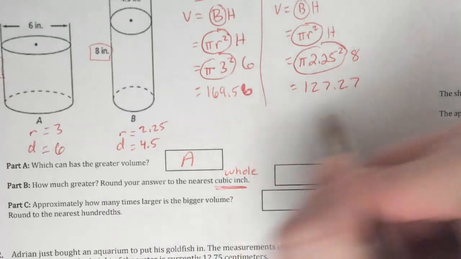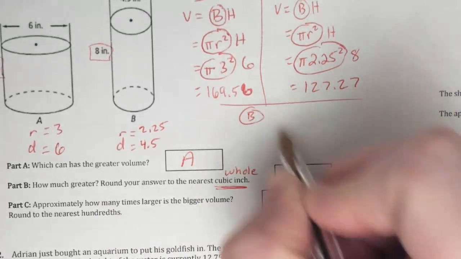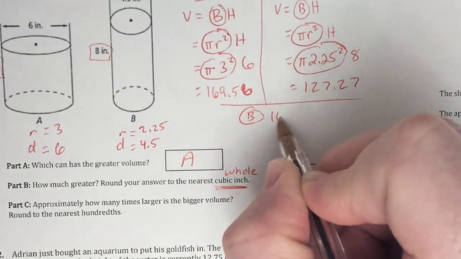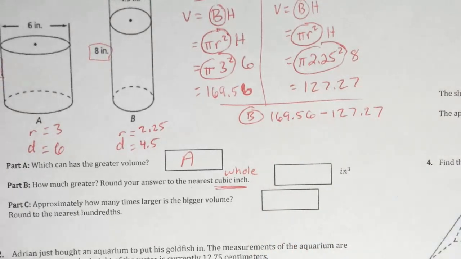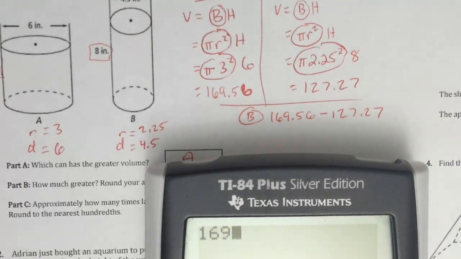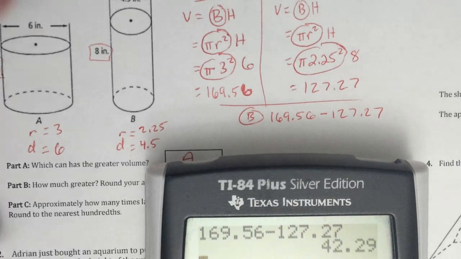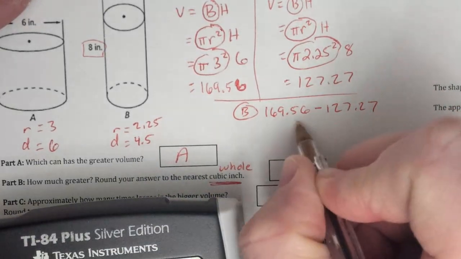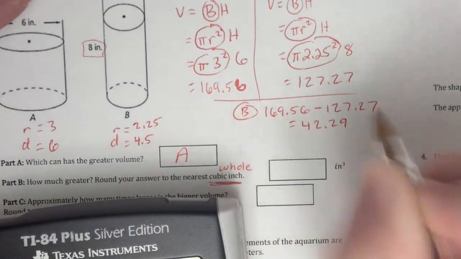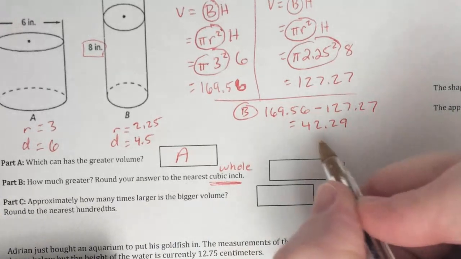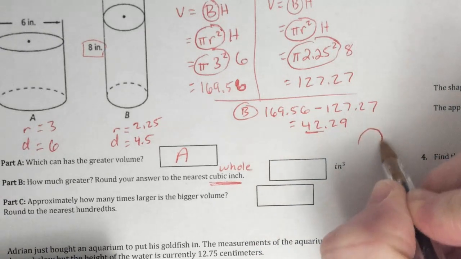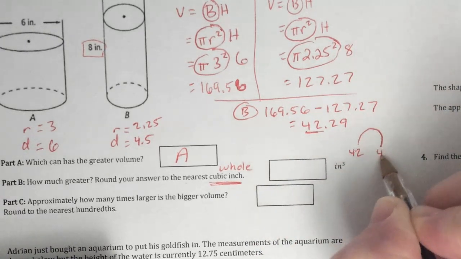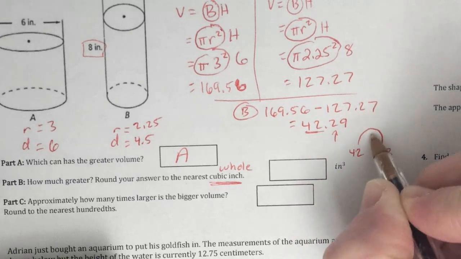So for part B, we're going to do 169.56 subtract 127.27. So we're going to subtract those, and let's see what we get. We pop out with 42.29. And they said to the nearest cubic inch, so that's a whole number. So the question is, are we staying at 42 or are we going up to 43? Staying at 42, or what's the next number? 43. That decision is made by the number after it, which is a 2.